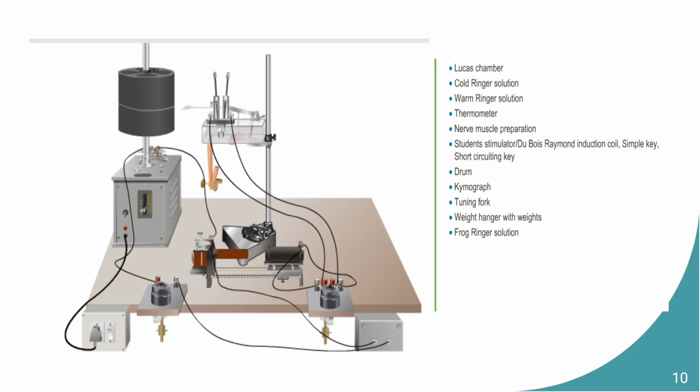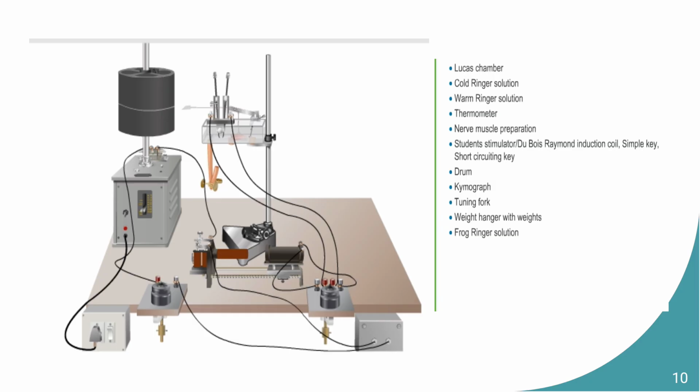Okay, the nerve muscle preparation has to be dipped into this solution for 2 minutes, then we will see the effect of it. In the myograph board we cannot store, or the myograph board cannot hold this warm or cold ringer solution. That is the reason we have replaced the myograph board with this Lucas chamber.